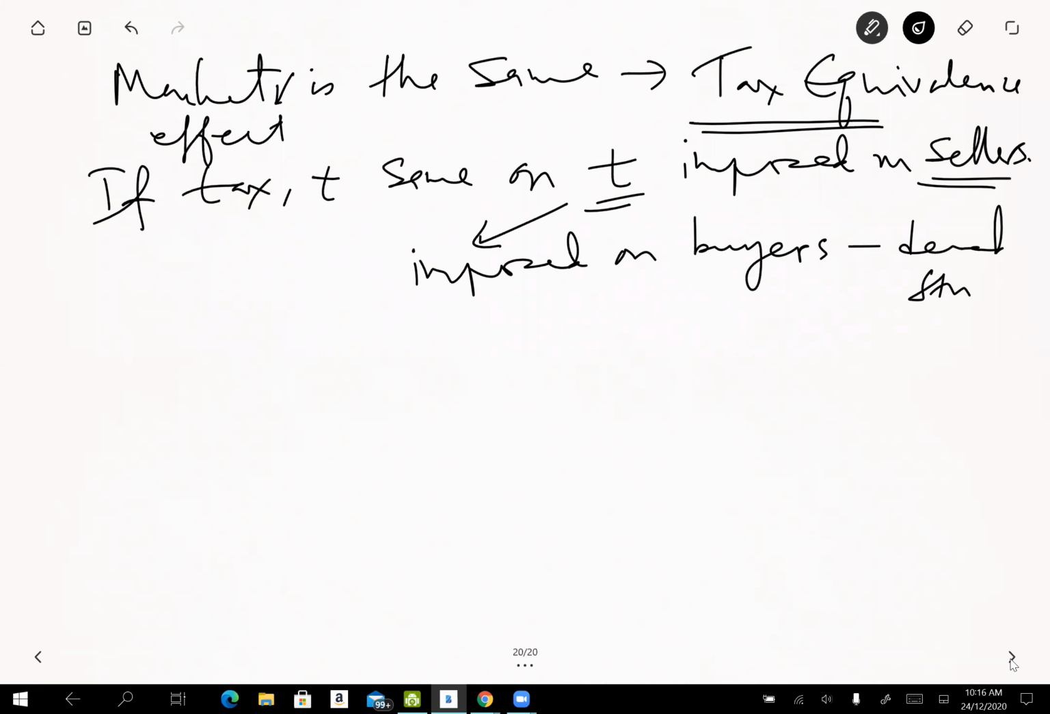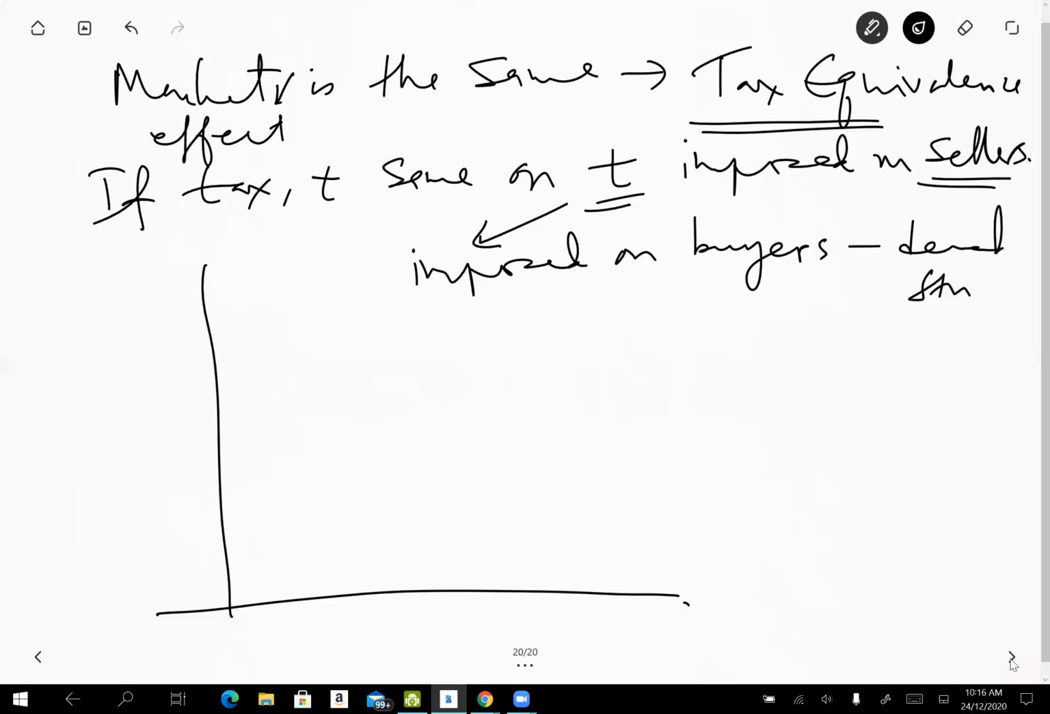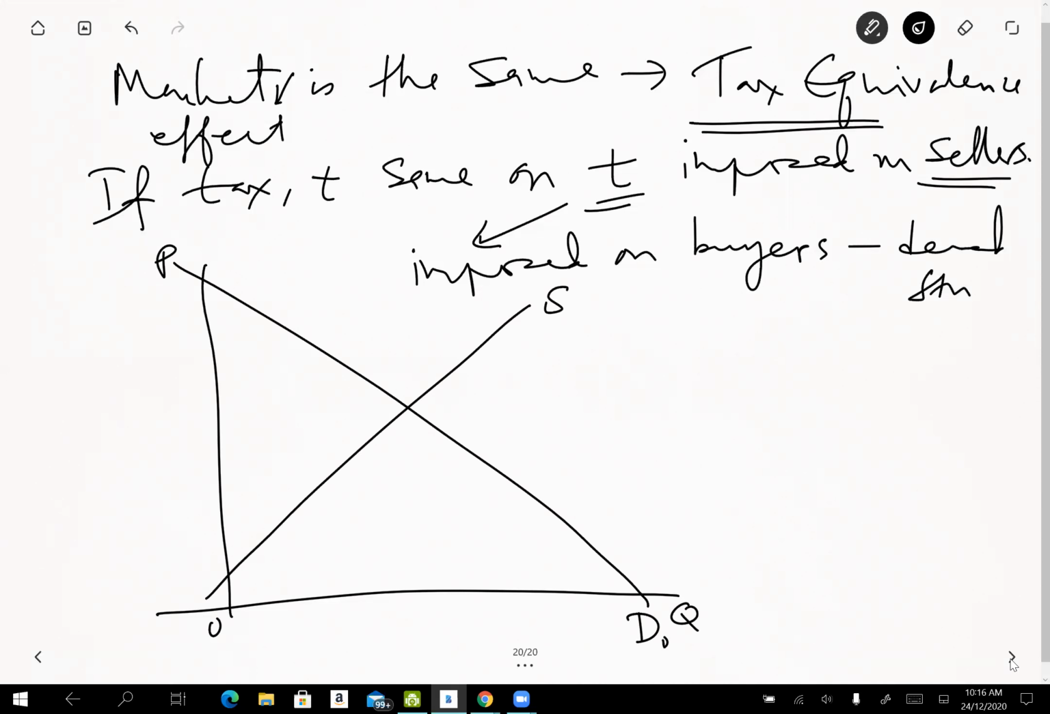All right, so let's look at the diagram. I will draw the diagram again, this time more properly. You have here the Q, that's the price. And then that is our demand function, D0, before the tax. That is our supply function. We have the equilibrium E0 here, corresponding to Q0 and the price P0.